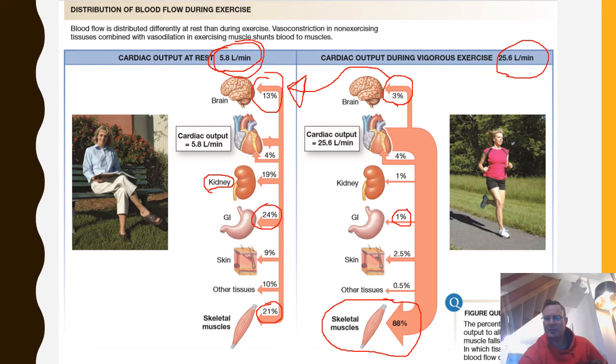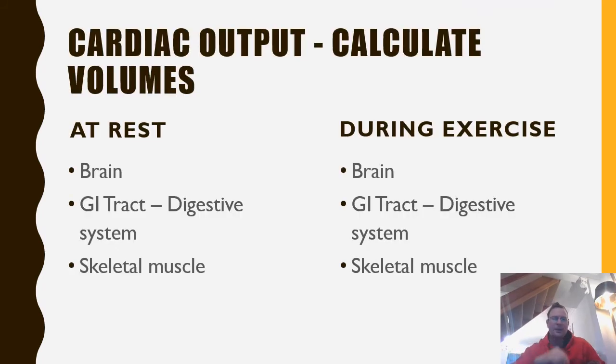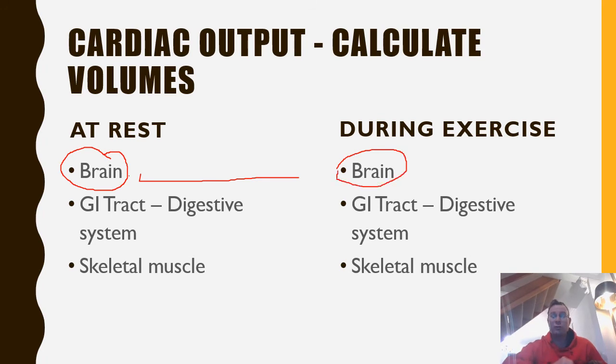So you have a task on this next slide, and what I want you to calculate is the absolute volume. How many litres of blood are going to your brain at rest compared to your brain during exercise?